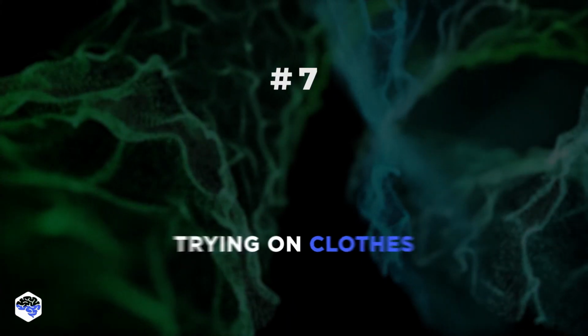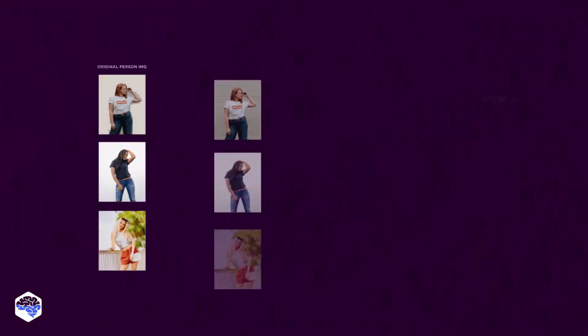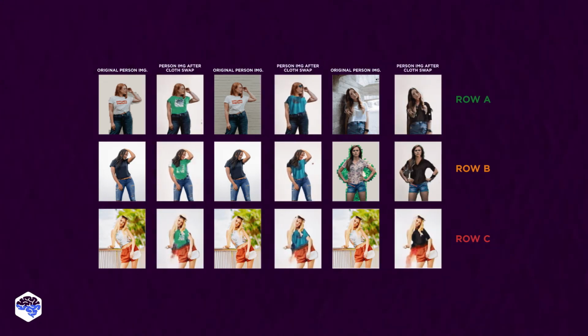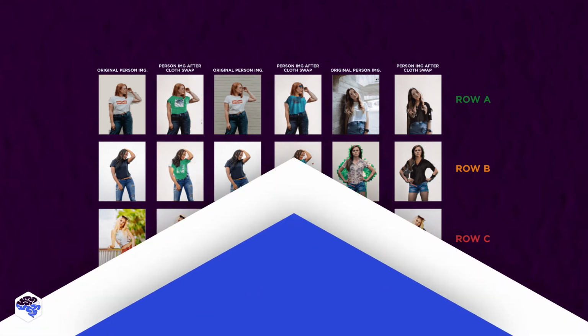The seventh idea is trying on clothes. Some users don't buy clothes online because they aren't sure about sizes and colors. Machine learning provides a way to solve this problem by allowing users to try clothes on via video.